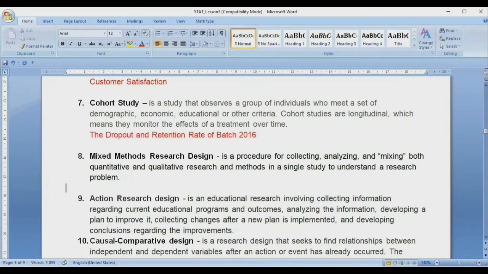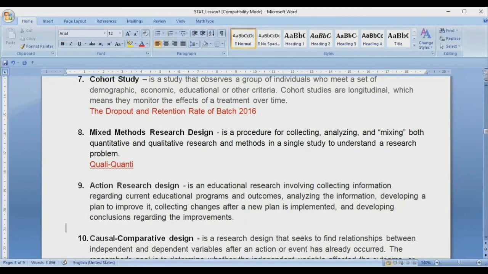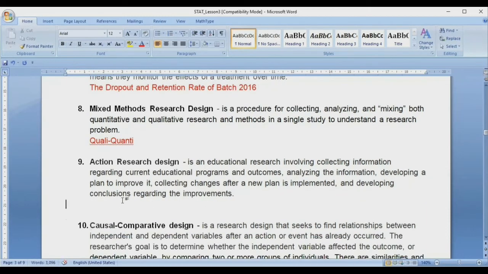Mixed method. Pag sinabing mixed method, ito yung quali-quanti. Kinombine mo yung interview, qualitative research, saka quanti. Gumamit ka ng statistical treatment. Nag-compute ka rin. Then action research. Ito naman yung, syempre, example, online class problems. Ang title mo, action research about online class problems.